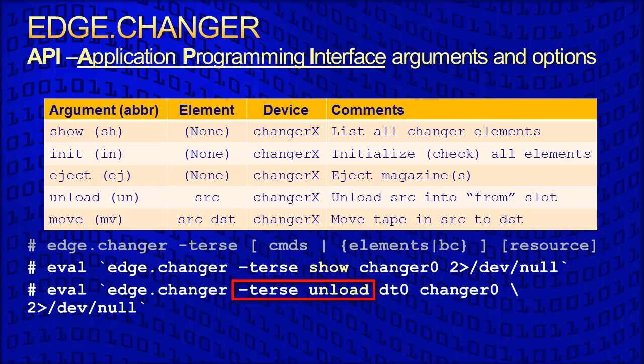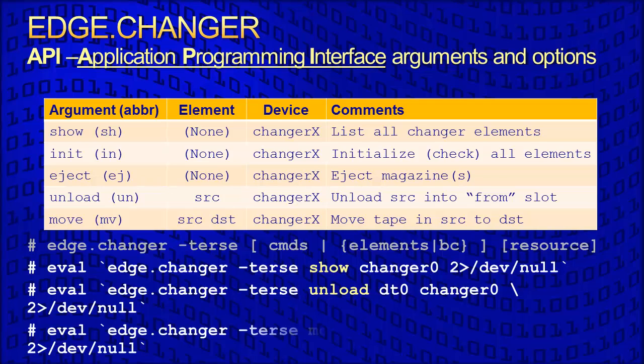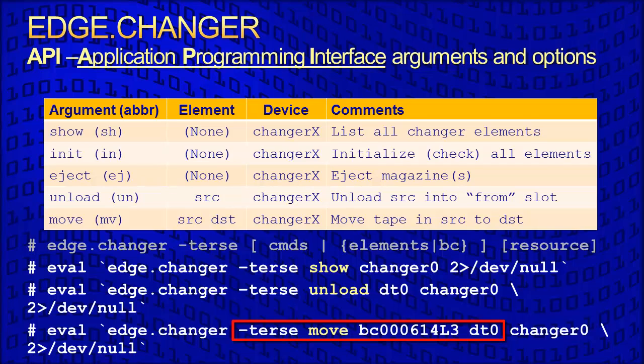Here's the -terse unload command, which simply unloads the tape drive and returns the error code. And here's a move command, which again, by itself, returns nothing but an error code. Looking at these commands, you can see that we've wrapped them in the eval command just to get results into a program. When using these commands in the API, we don't recommend stacking. This is because the command will stop after an error and return only the error code. Always check for the return code of a command, then issue another -terse show command to update the current status in your program. Let's go live.